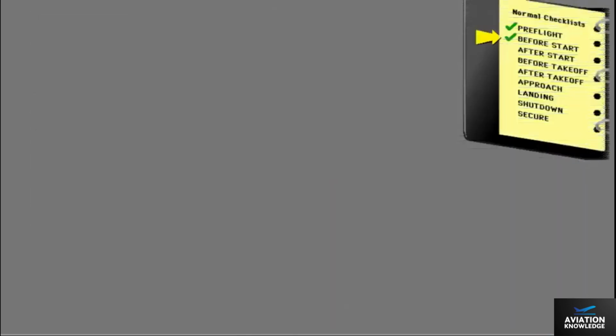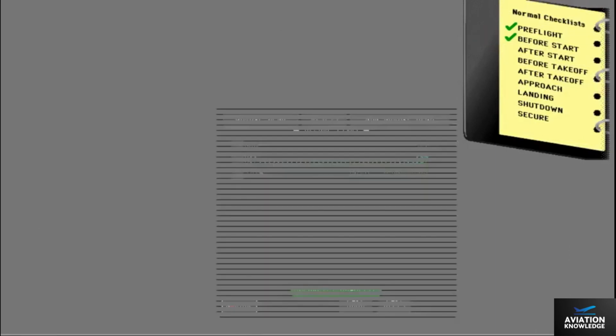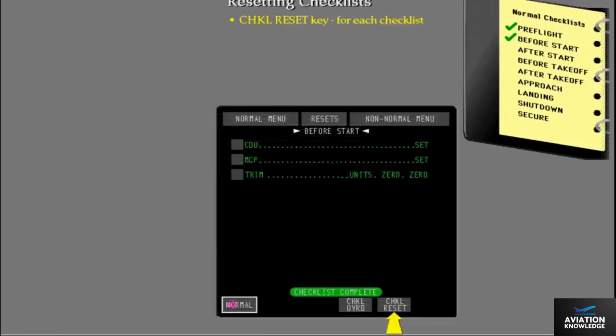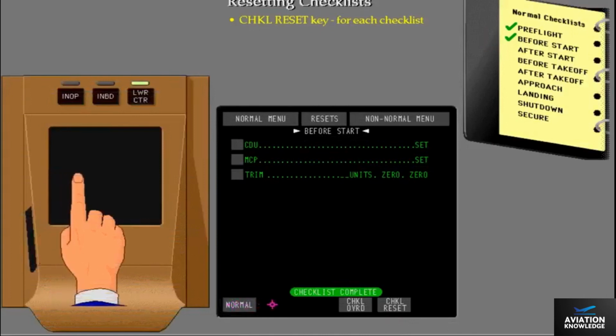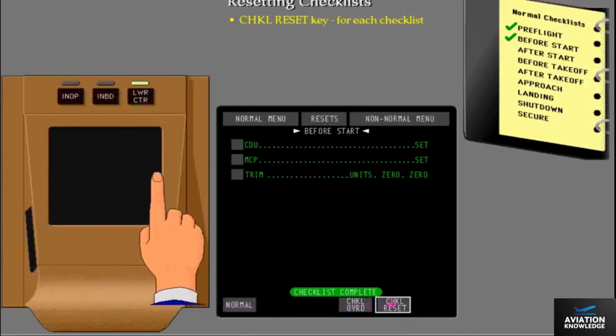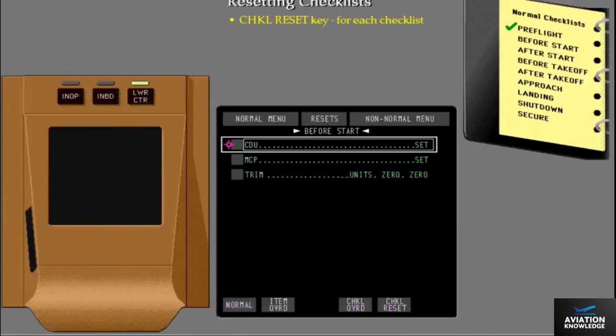Now let's discuss resetting the checklists. To use a completed checklist again, it must be reset. Individual checklists can be reset manually by using the checklist reset key. Reset the checklist. The checklist is now reset and ready to use again.